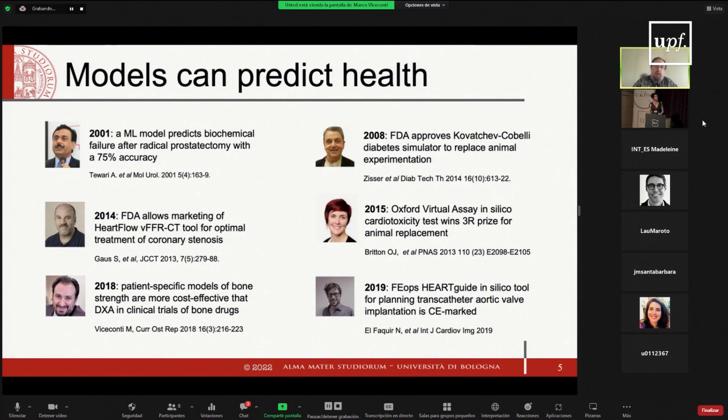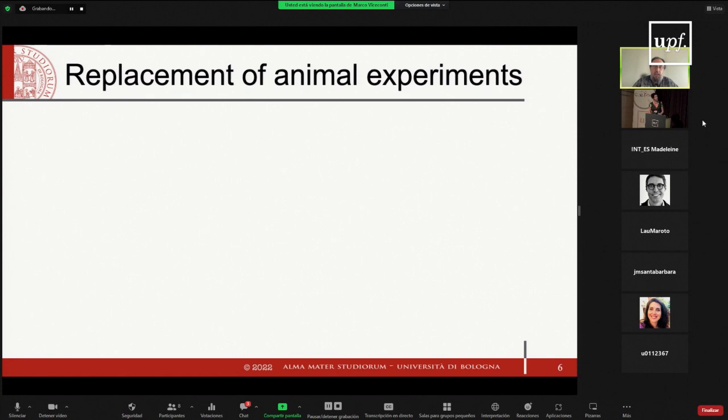And here there is a list, absolutely partial and incomplete, but it gives you the span from prostatectomy to diabetes to osteoporosis to cardiotoxicity to cardiosurgery and so on. What are the success stories that we have observed in the last few years in terms of using models as a regulatory tool for new medical products?